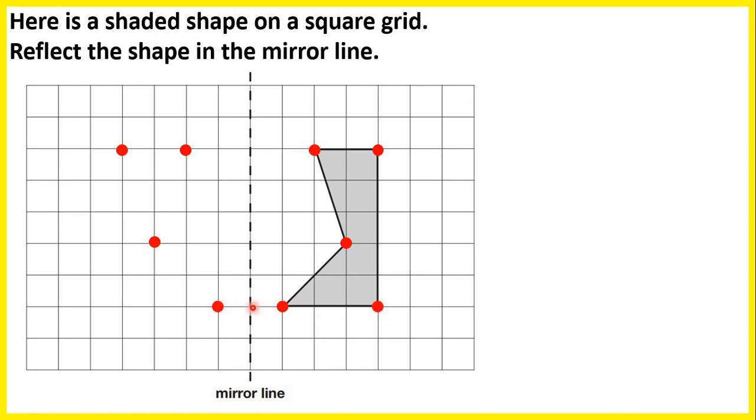And here we have 4 squares to the right from the mirror line, so from the mirror line we go 4 squares to the left. And now that we've dotted our corners, all we need to do is join them up, and we've reflected our shape so that we have the same on both sides in the mirror line.